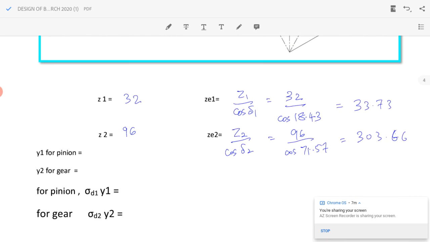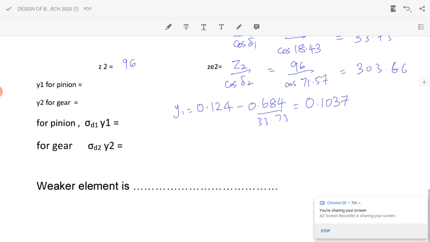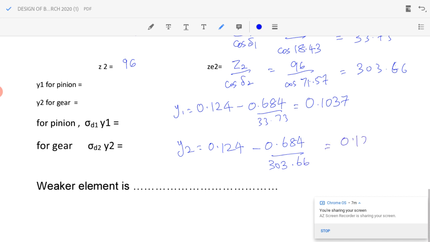So, my equation for Y1 will be equal to 0.124 minus 0.684 by ZE1, that is 33.73. Y1 will be equal to 0.1037. Similarly, I can find Y2 equal to 0.124 minus 0.684 by ZE2, that is 303.66. I will get Y2 equal to 0.1217.